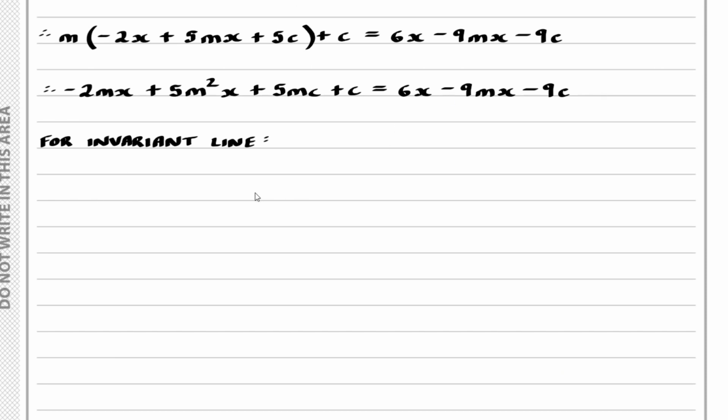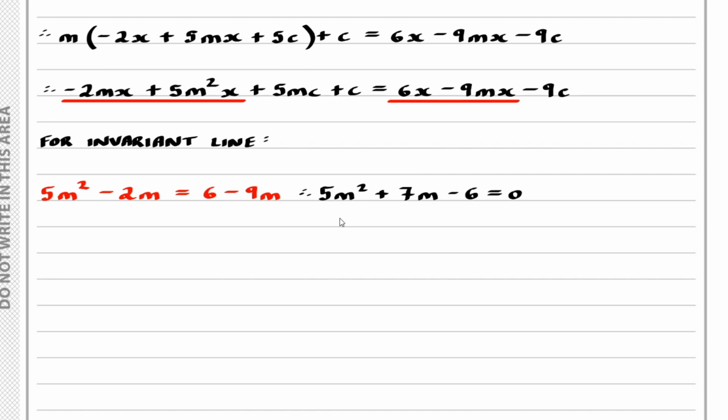So for our invariant lines, if we compare everything involving an x, we've got 5m squared subtract 2m equals 6 subtract 9m. And if I simplify this, we end up with 5m squared plus 7m subtract 6 equals 0. And solving this, you find m to equal negative 2 and 3/5. And if I compare the numbers, we've got 5mc plus c equals negative 9c.